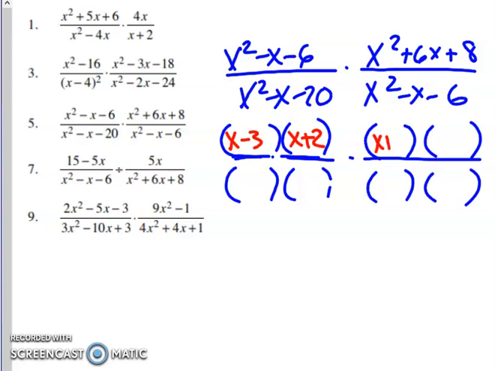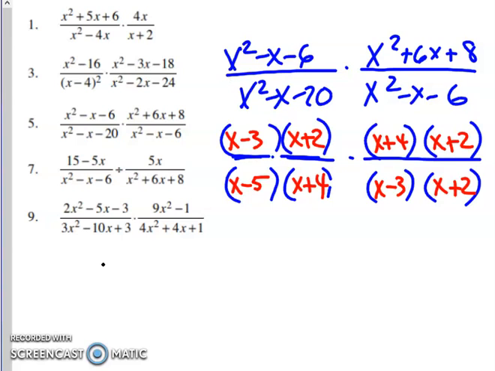The second one, x plus 4 and x plus 2, that would give me the x squared plus 6x plus 8. The bottom left, the x minus 5, x plus 4, would give me the x squared minus x minus 20. And the last one is x minus 3, x plus 2.